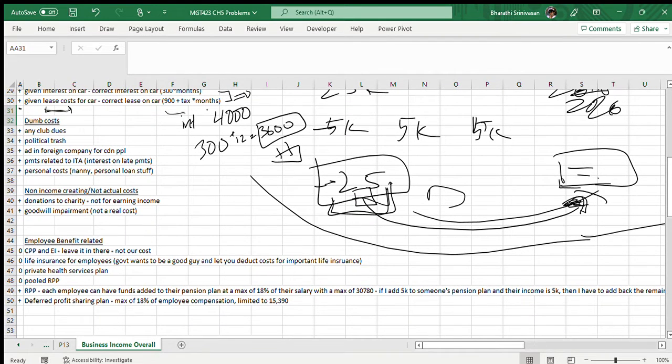Okay, next category we have are dumb costs. Just costs that like why would you even include these? Club dues. No club dues. Also, no, none of that spa stuff.